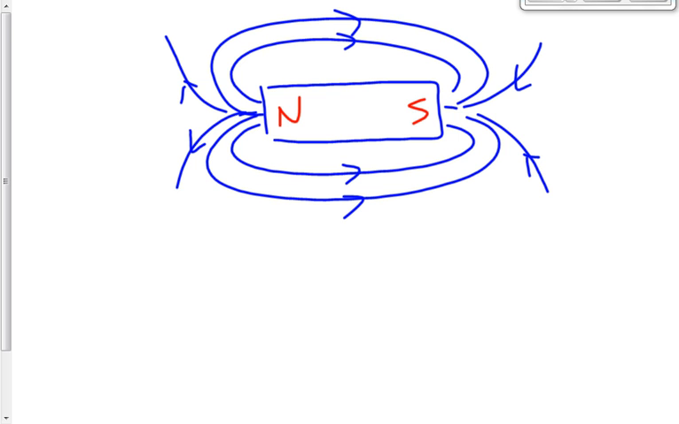Good. By the way, if I cut that in half, would I be left with a north magnet and a south magnet? No, I'd have a north and a south and a north and a south, and the magnetic field surrounding each of those would look like the magnetic field surrounding that one.